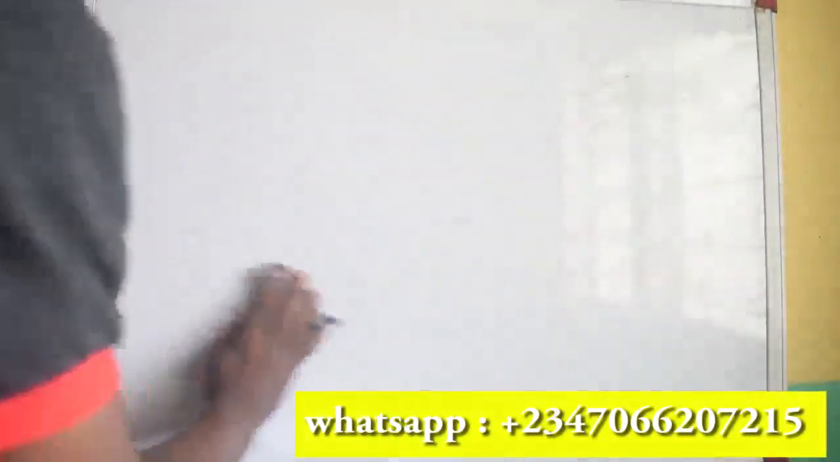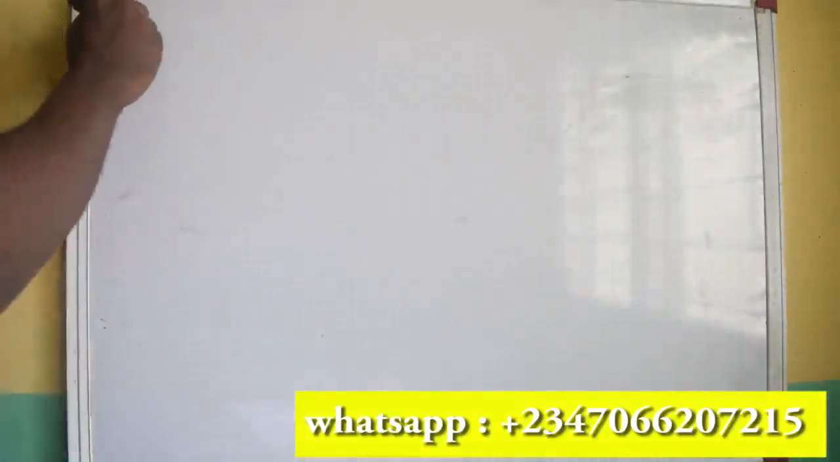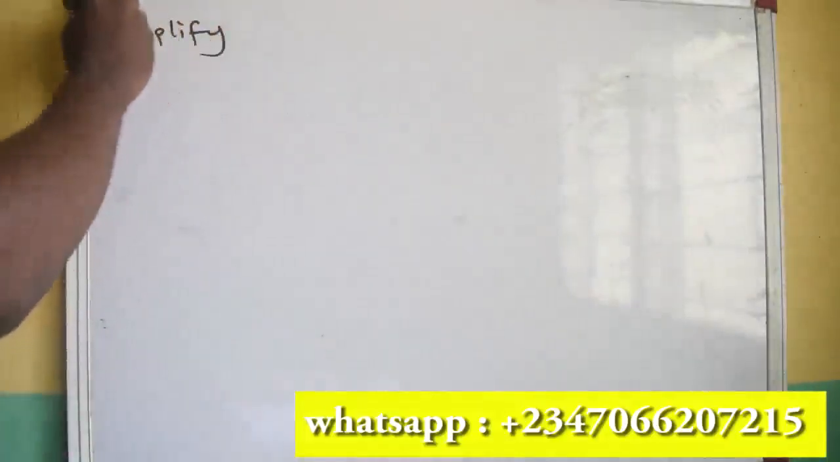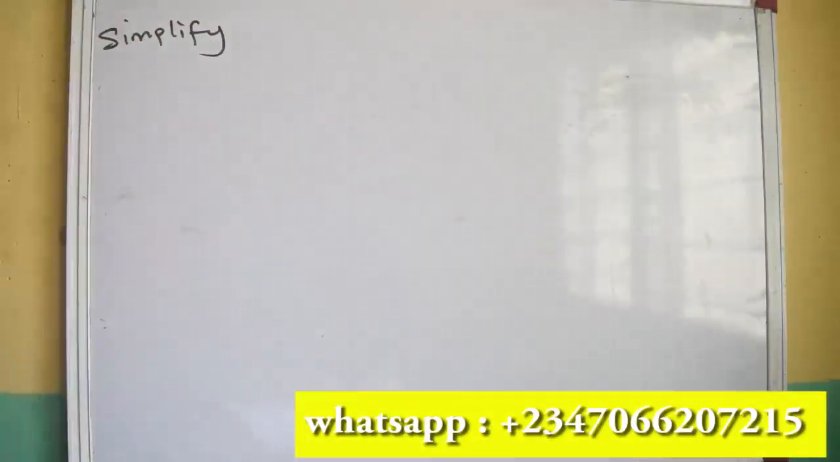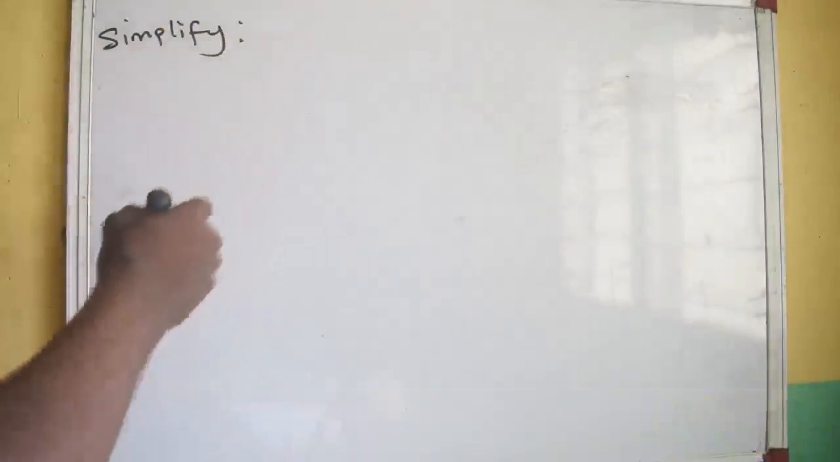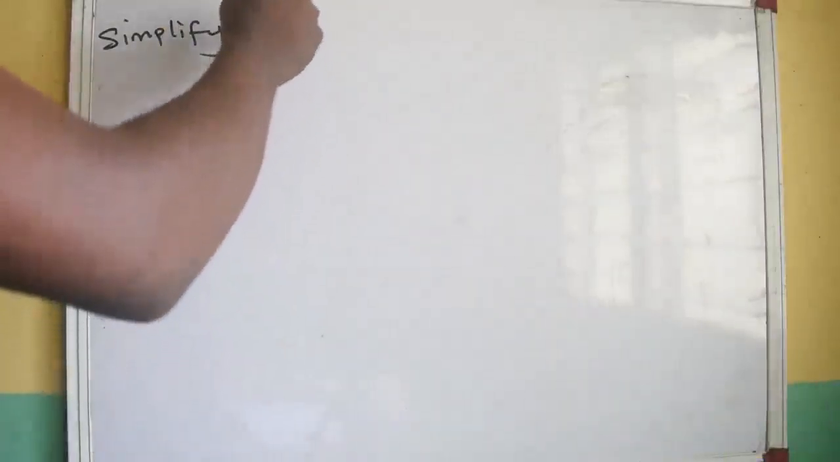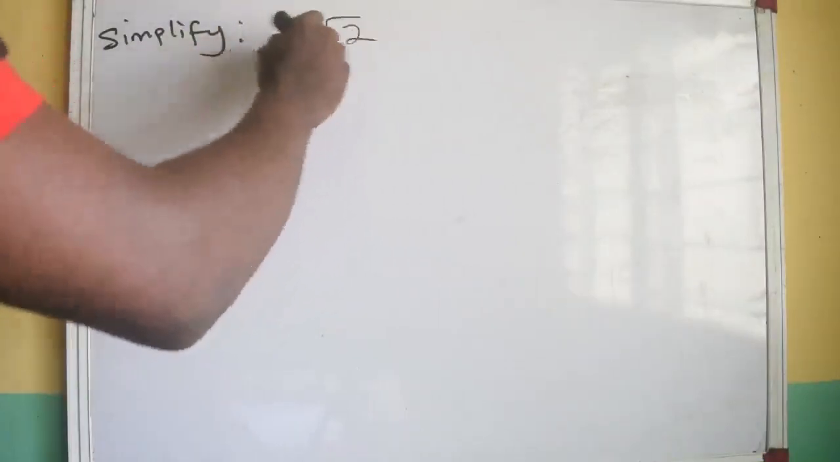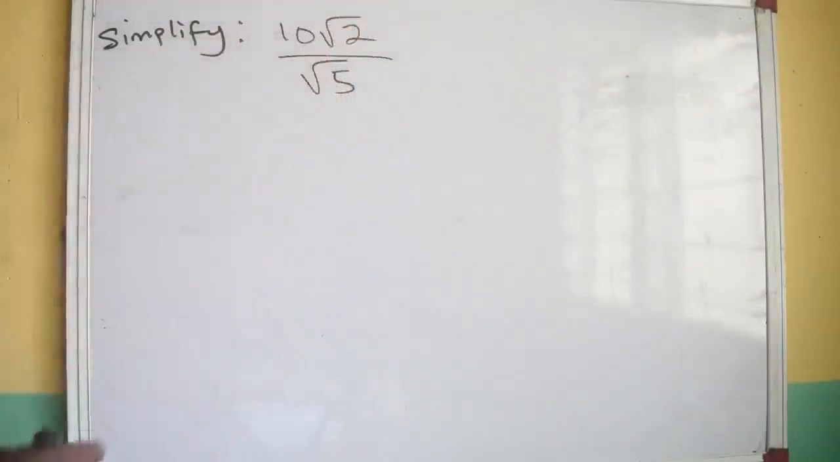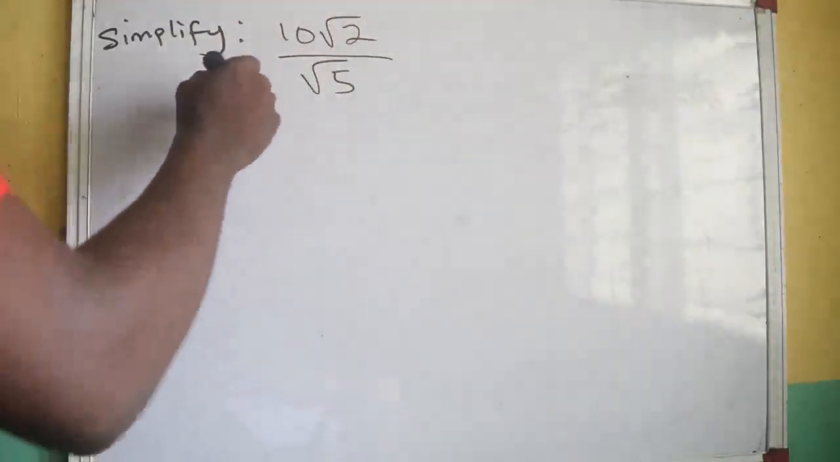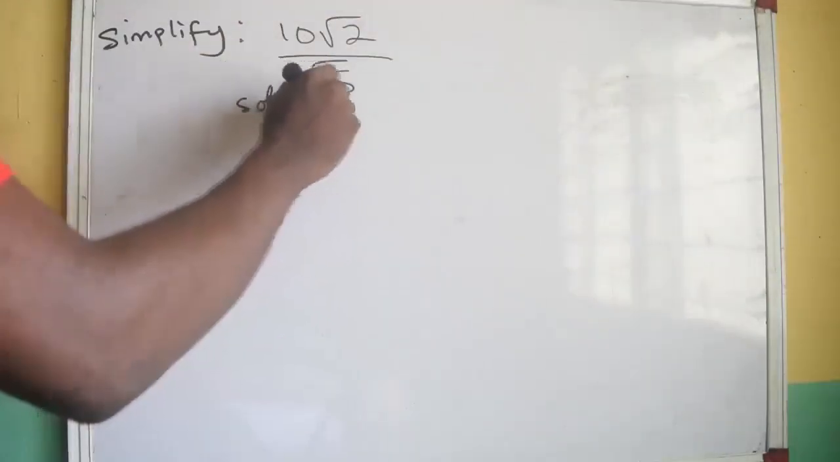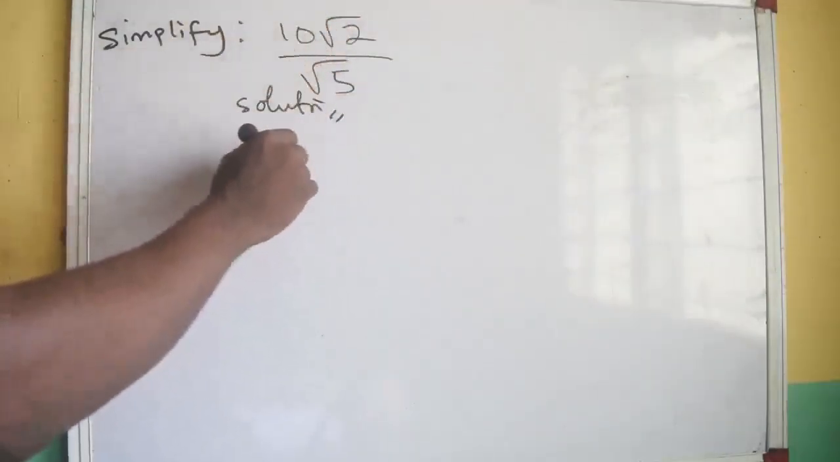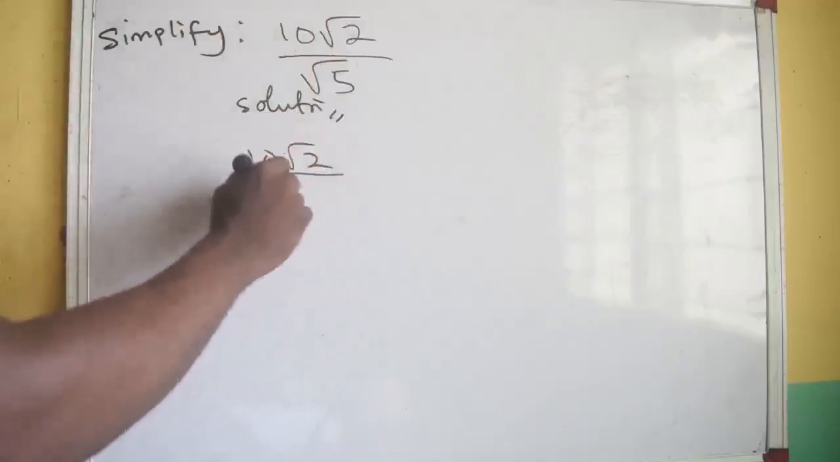Let me give you guys another example to deepen your knowledge. Supposing I say simplify 10 square root of 2 all over square root of 5. If I give you this to simplify, you just write solution. After solution, bring down the question, which is 10 root of 2 all over root of 5.